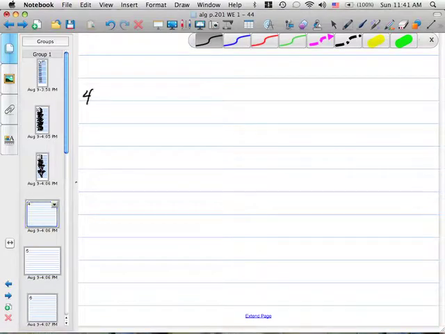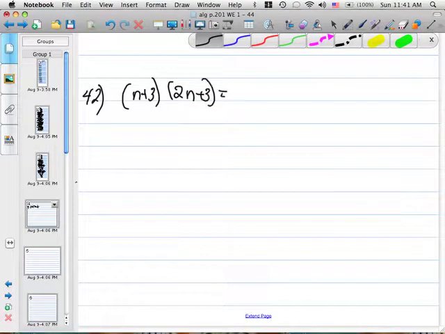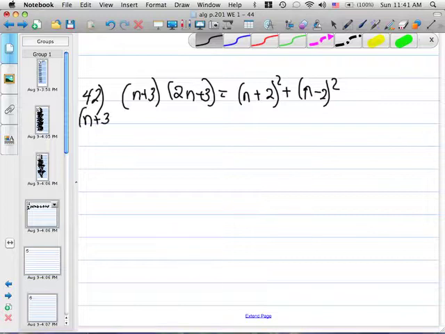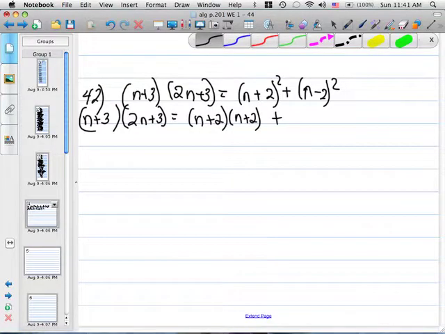Problem 42. We have n plus 3 times 2n plus 3 equals the quantity n plus 2 squared plus the quantity n minus 2 squared. So if we rewrite the whole thing, getting rid of those squares, it's n plus 3 times 2n plus 3 equals n plus 2 times n plus 2 plus n minus 2 times n minus 2.